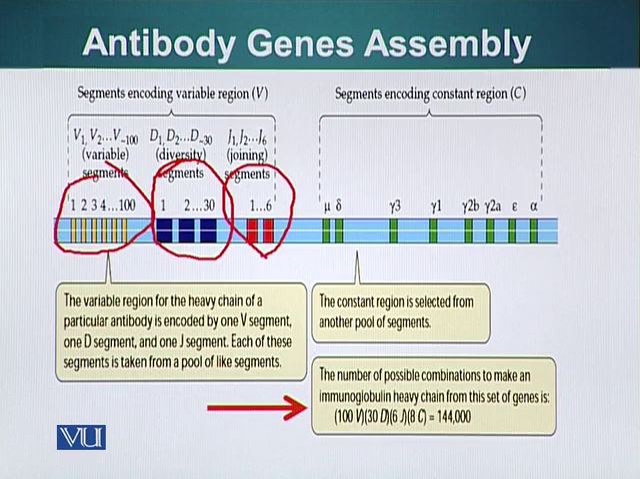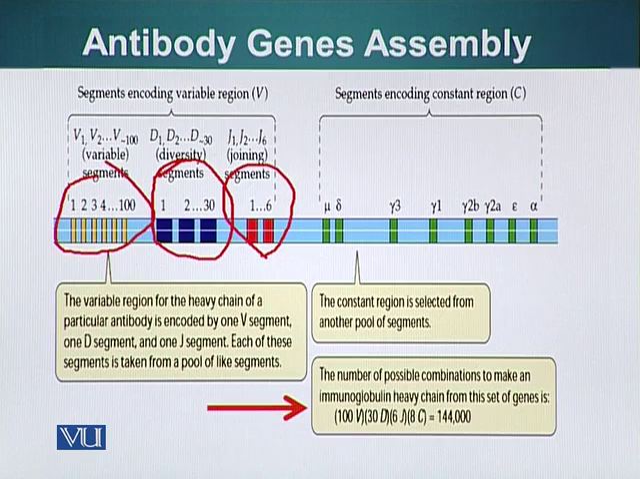So we have 3 pools with different numbers of segments. In V we have 100 segments. In the D pool we have 30 segments. In the J pool we have 6 segments. One segment out of these 3 pools will be picked at random, and it will be joined with the constant region. So how do we calculate the different possible number of combinations that we can have?